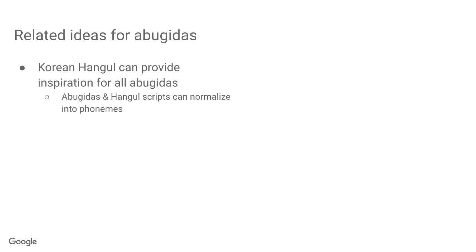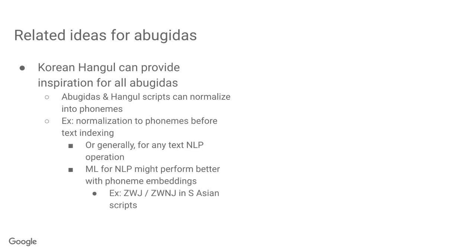There are some ideas that apply to all languages with abugida scripts, and Korean Hangul can provide inspiration. This is because abugidas and Hangul can normalize into phonemes. This normalization into phonemes is really useful, for example, in text indexing, because Korean search engines apply a normalization process as the first step of text indexing. And in general, this normalization can be useful for any text natural language processing operation.